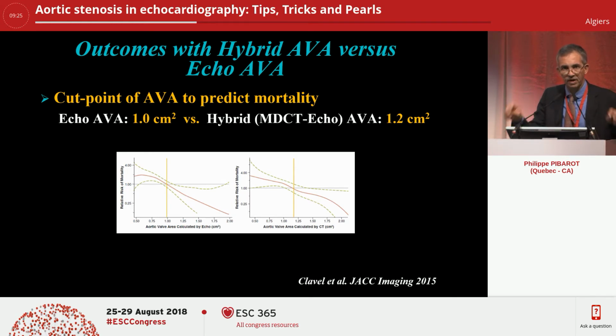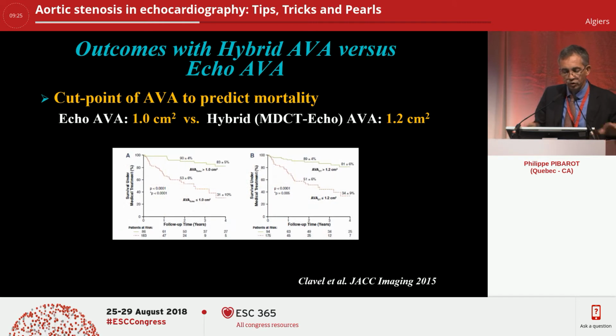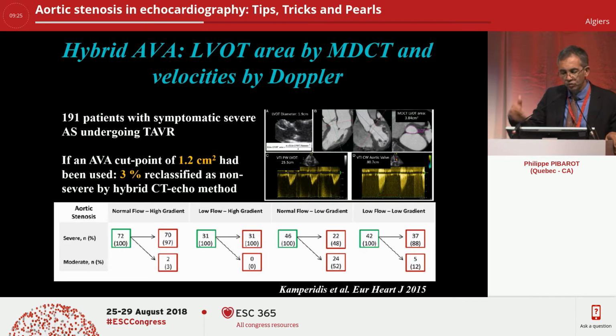But with the hybrid valve area, which is somewhat larger, the severity cut point was larger, was 1.2. And if you use this cut point, the 1 centimeter square for the echo valve area and the 1.2 for the hybrid valve area, you predict mortality very well with the same accuracy. So through a letter to the editor, we applied retrospectively this validated cut point for the hybrid valve area. And if the authors had used the 1.2 instead of the 1, they would have reclassified 3% of the patients, and none of the patients with high gradient would have been reclassified as non-severe. And most of these patients were in the normal flow low gradient group.